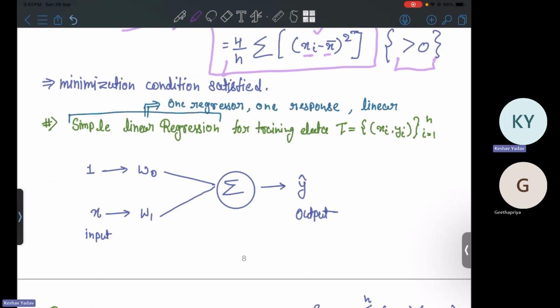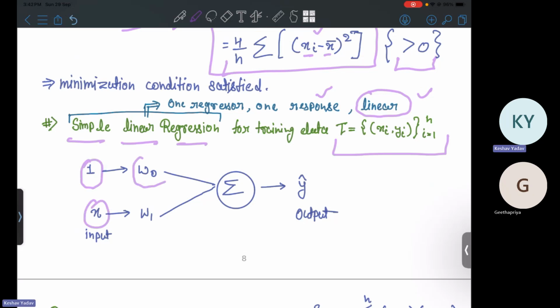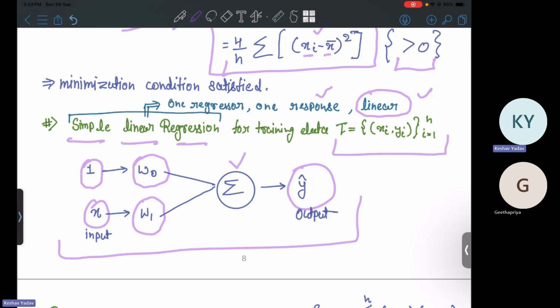So what have we done in simple linear regression? It is called simple linear regression when we have one regressor and one response, then it is called simple. And if the relation between them is linear, then it is called simple linear regression. In that case, suppose we have this training data. We take input 1 and x. We give the weightage 1 to W0 and the weightage x to W1, and we do the regression and find y hat. So this is the whole procedure we are doing in simple linear regression. These are the inputs, this is the output, and this is the weightage.